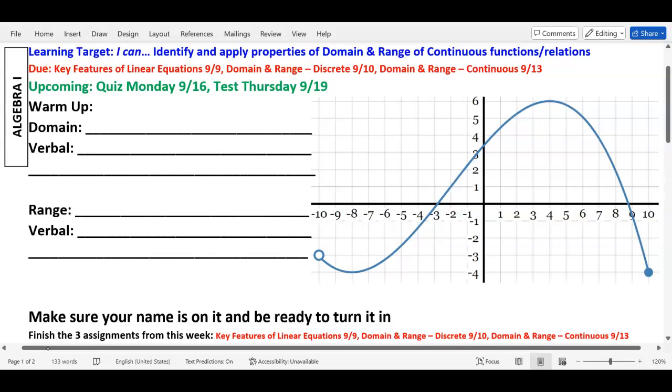Based on, behind me, we talked about discrete domain and range, continuous domain and range yesterday. This is the assignment. If you missed it or you lost it, everything's in that blue bin back there, right? Also, we did key features of linear equations. Those three things are this week, and that's the basis of the quiz and test coming up.